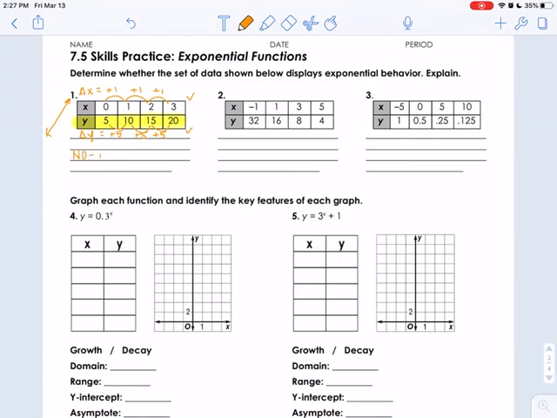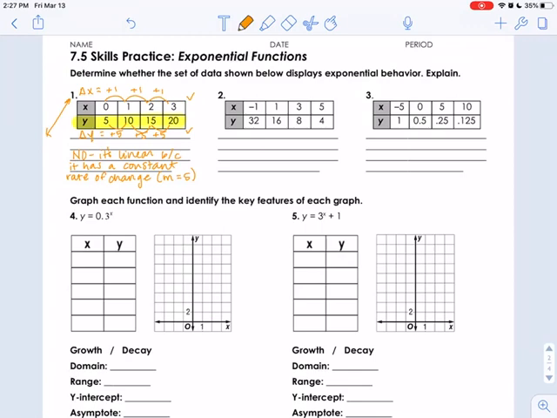So no, this actually is not exponential. It's linear. And that's because it has a constant rate of change. And I could be really specific and say that the slope m equals 5.